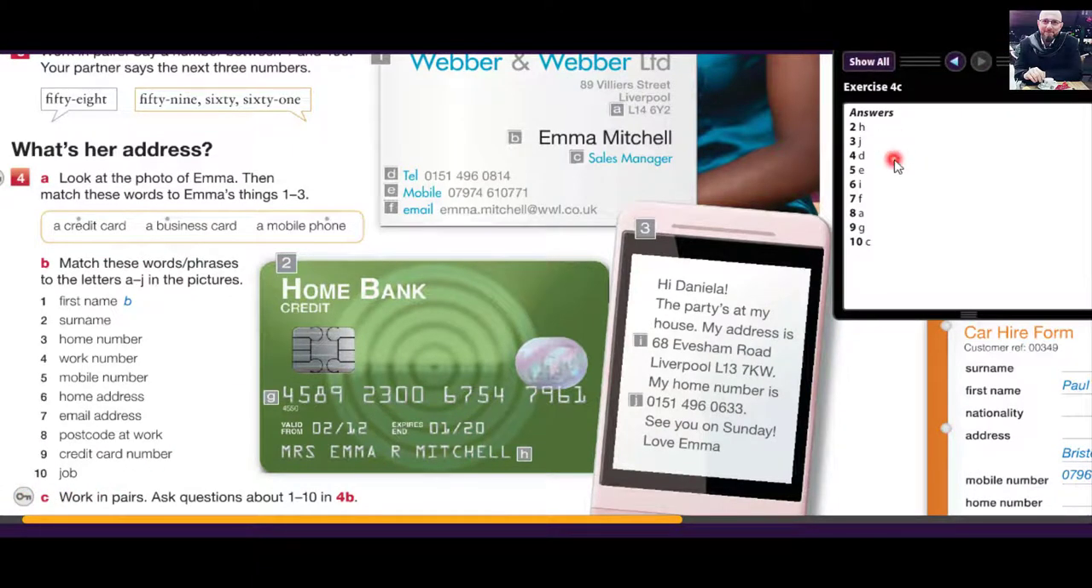The answers are here. So we say, what's her first name? It's Emma. What's her surname? It's Michelle. What's her home number? Home number is 0151 and 496-0633. Okay. The same thing here, we say, what's her work number? So this is all the answers here.